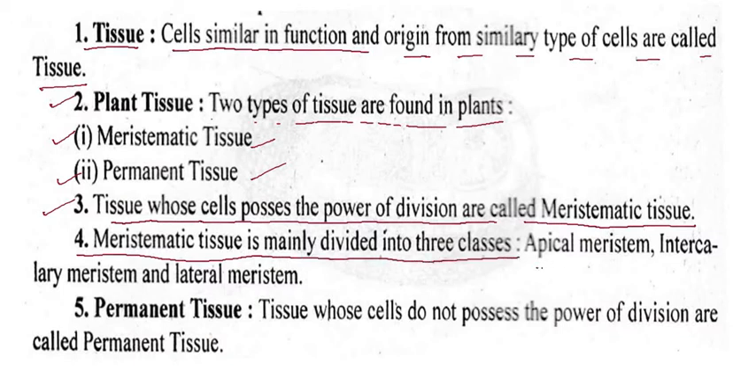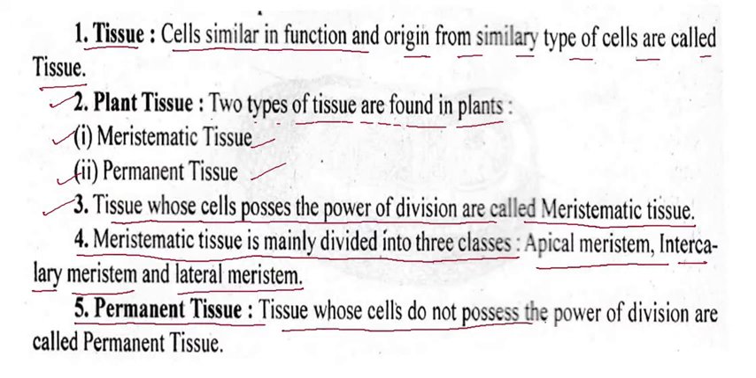First one is apical meristem, then intercalary meristem and the lateral meristem. Fifth one is the permanent tissue. Tissues whose cells do not possess the power of division are called permanent tissue. That means meristematic tissue has the power of division, but permanent tissue does not.